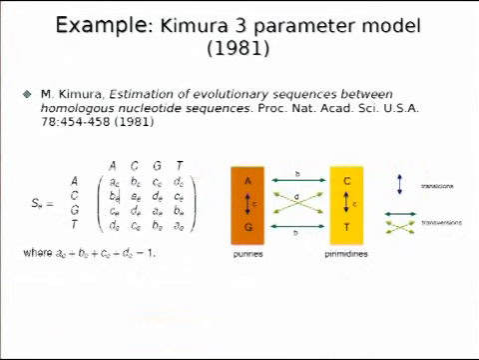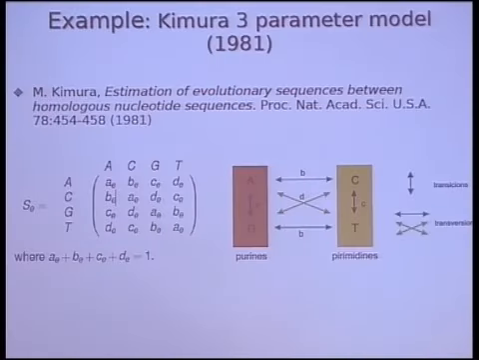As an example, we have the algebraic Kimura 3-parameter model, which is a generalization of the Jukes-Cantor model and the Kimura 2-parameter model, and which is characterized by the fact that the entries in the transition matrix satisfy some symmetries.